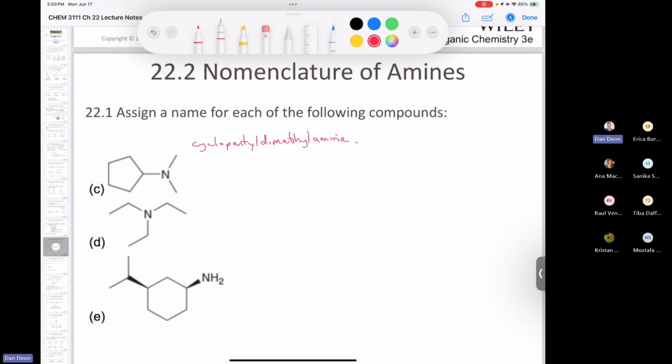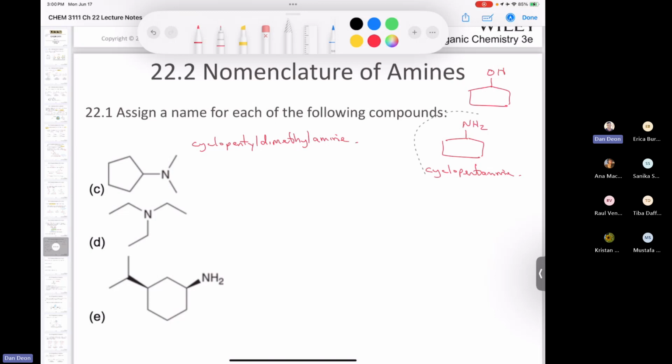Or we would look at the longest chain, which is the 5-membered ring. And if we had just this compound here, think about it, you'd call this cyclopentanol. So this must be cyclopentanamine. And then you have an N-dimethyl, right? Because you have 2 methyls on the nitrogen.